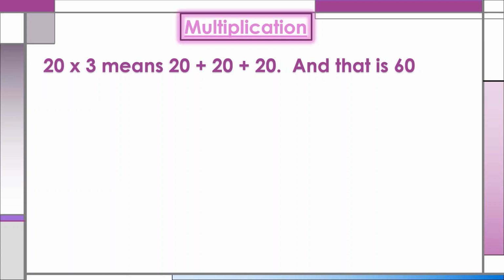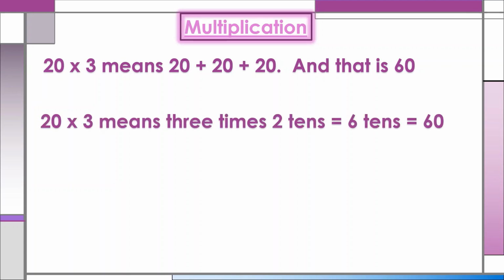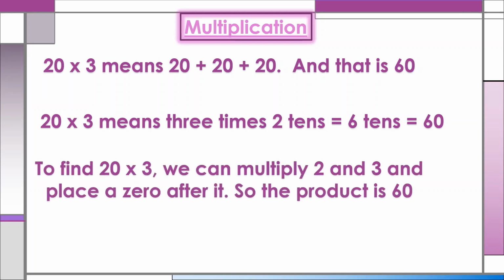20 multiplied by 3 means 20 plus 20 plus 20, and that is 60. 20 multiplied by 3 means 3 times 2 tens, which is equal to 6 tens. That is equal to 60. To find 20 multiplied by 3, we can multiply 2 and 3 and place a 0 after it. So the product is 60.